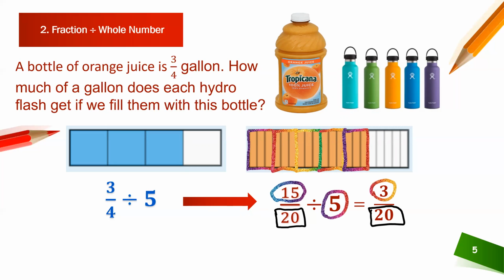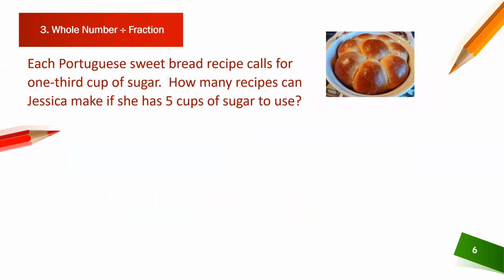All right, there you go. Now, after a fraction divided by a whole number, we go the other way around and talk about a whole number divided by a fraction. Okay, so each Portuguese sweetbread recipe calls for 1/3 of a cup of sugar. Jessica has 5 cups of sugar and she wants to use it all. How many recipes can she make?